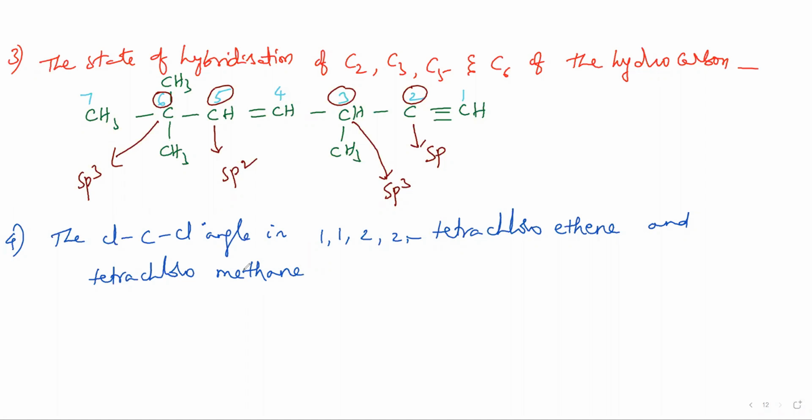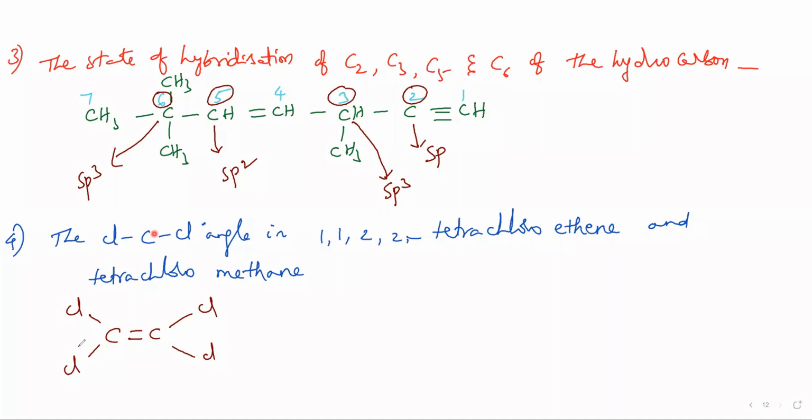We need to find out the bond angle. That's the question. So first take the first compound. What is the first compound given there? 1,1,2,2-tetrachloroethene. C double bond C, with fluorine here, fluorine here, fluorine. Now the bond angle. What do we need to find out? Bond angle. That means Cl-C-Cl.